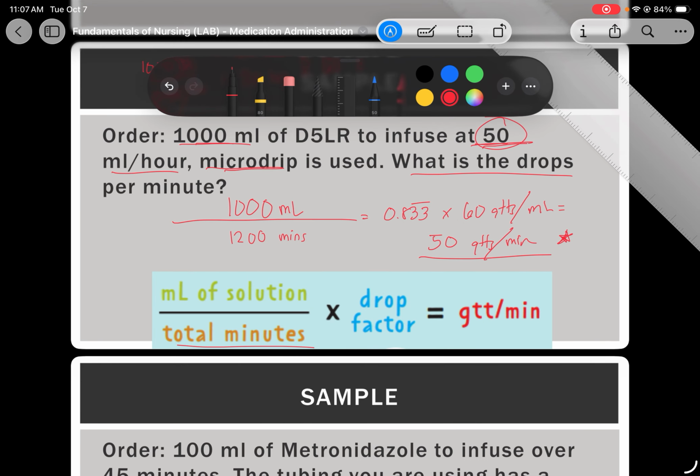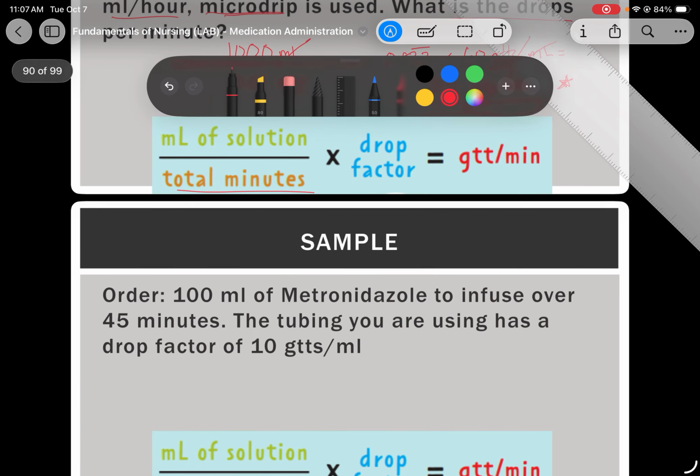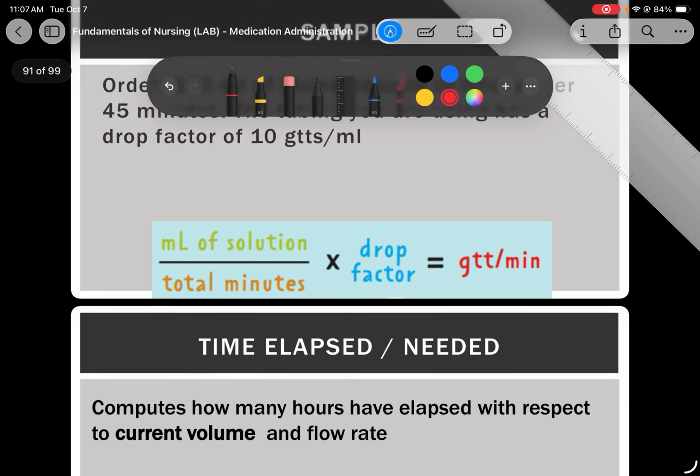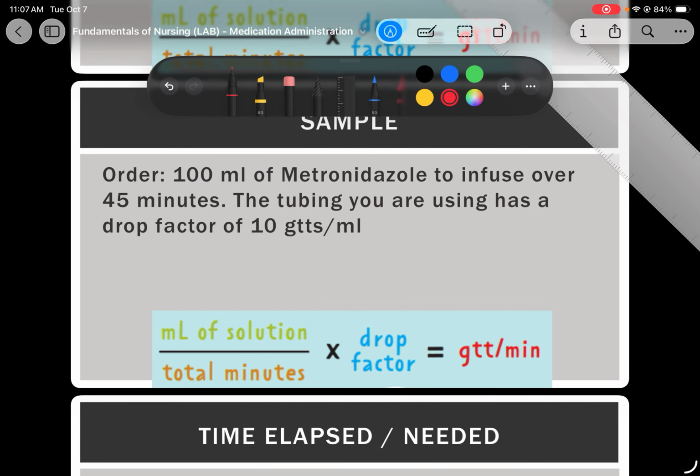The drop factor is GTTS per ml. And then ml per minute. So you have to remove the ml. What you are left with is drops per minute. Okay, another is this one: metronidazole 100 ml to infuse over 45 minutes. The tubing you have has a drop factor of 10 drops per ml.